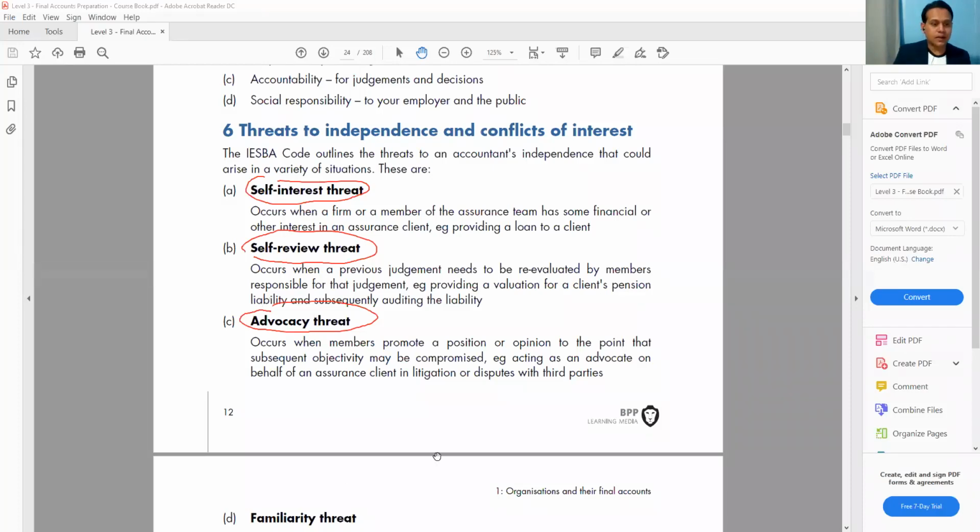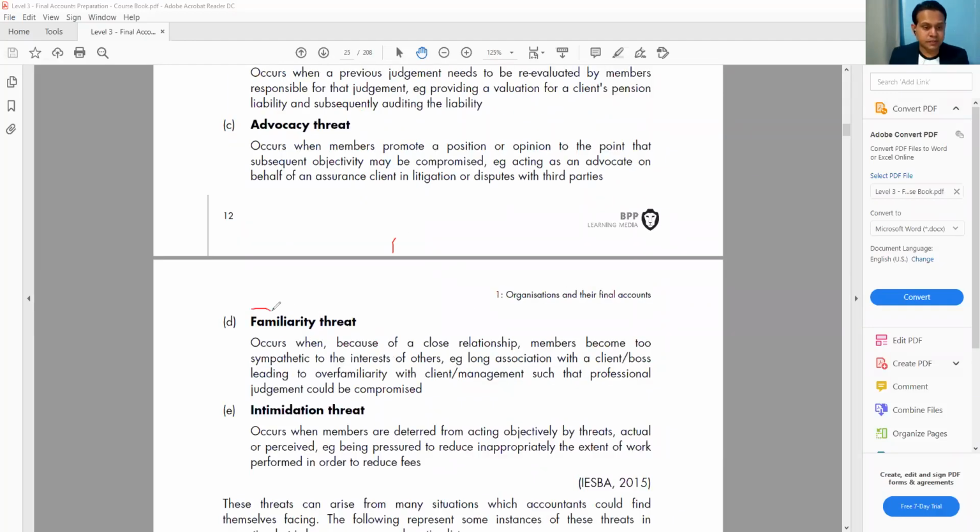Then the next point we have is the familiarity threat. The familiarity threat happens when you become too close to your client. For example, if you have a client for a long time, like 5 years, 6 years, 7 years, you have the same client, and you become too close to your client. So for example, when the client has a birthday party, when the client's son and daughter have some program, they invite you and you go there, and you become too close to your client.